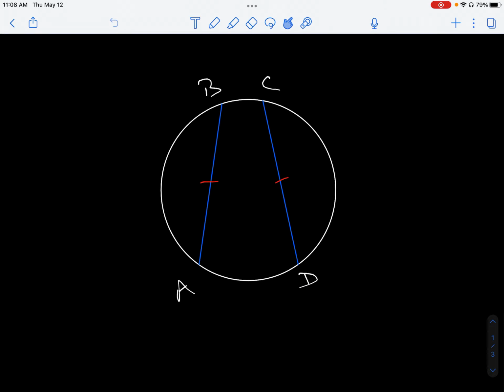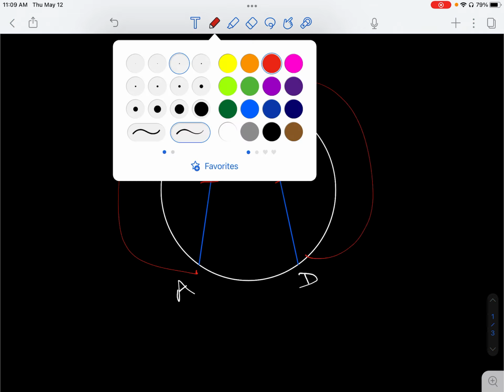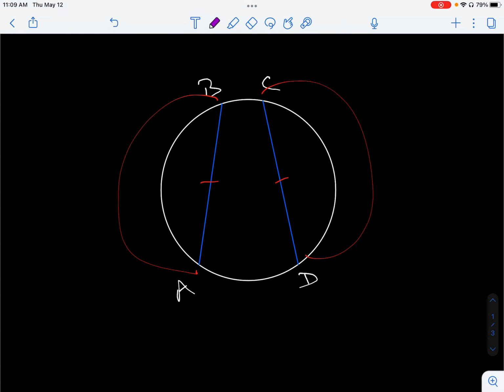So what does that mean for us? In the same circle, here we have one circle and we have two congruent chords, which means since these chords are congruent, these arcs are going to be congruent as well. So let's go to color.